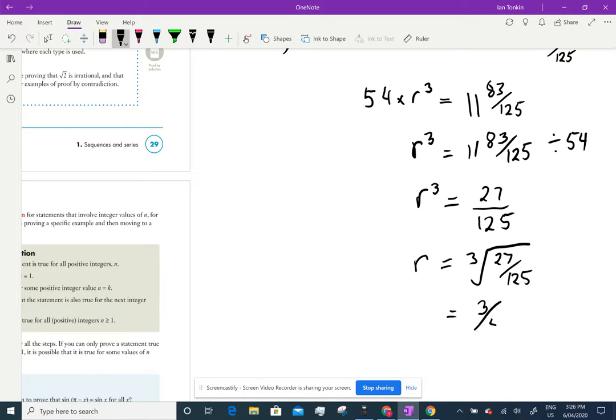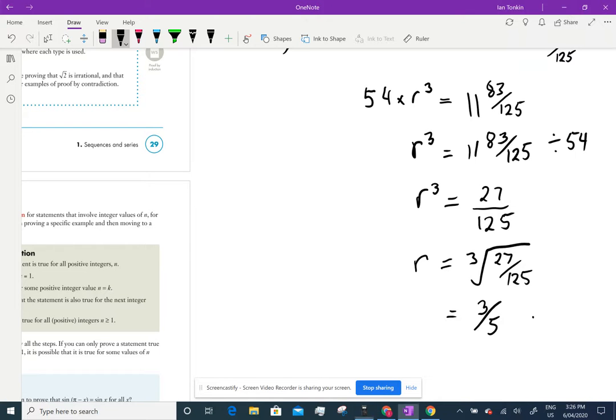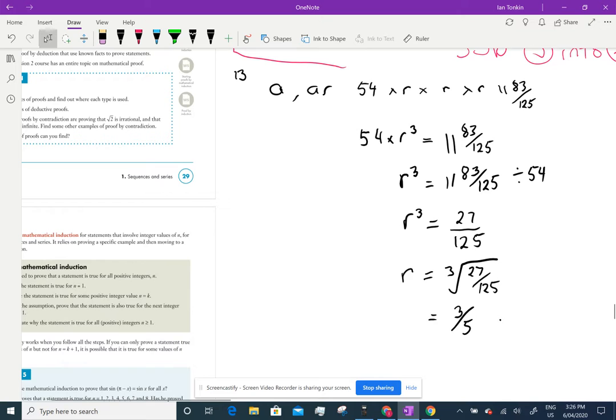So 3 over 5. And if you go back to your calculator and cube root your answer, you get 3 over 5. So see how I thought about that intuitively? I've got this term, which is the third term. To get the fourth term, I times by R. The fifth term, I times by R. The sixth term, I times by R again. So 54 R cubed equals 11 and 83 on 125. And if you can think about it like that, you're away.